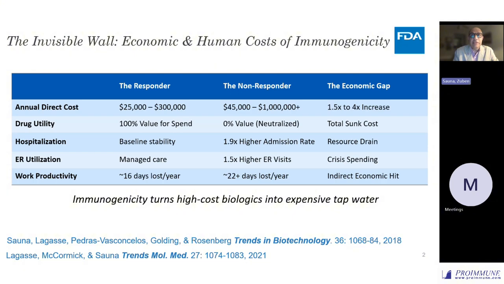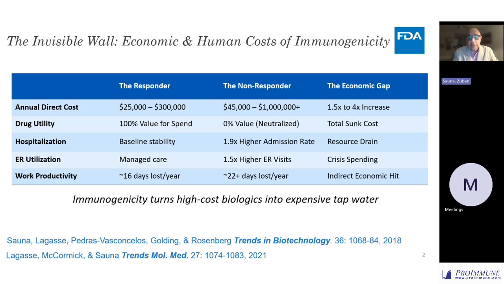economic gap between somebody who responds to a drug and somebody who does not respond to the drug due to immunogenicity. So we are talking about extremely expensive drugs, which can cost in the range of $25,000 to $300,000 a year. And for a non-responder, that cost can rise very easily to over $1 million. So there is an obvious large increase in the actual cost of the drug itself.